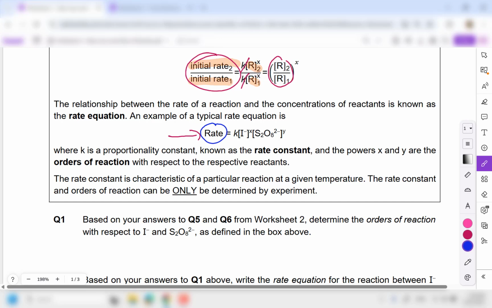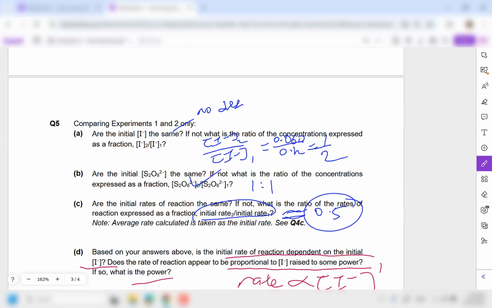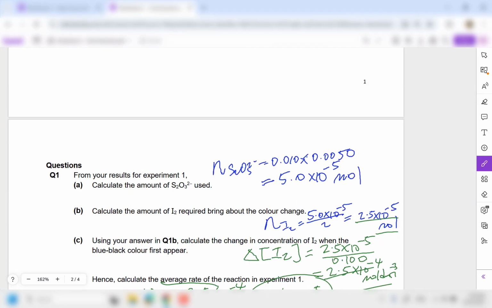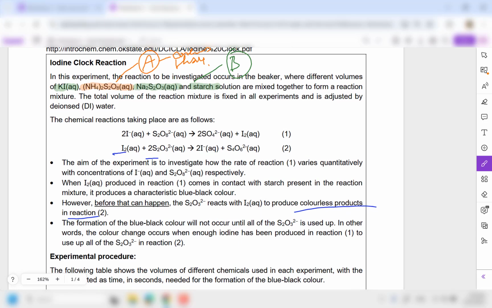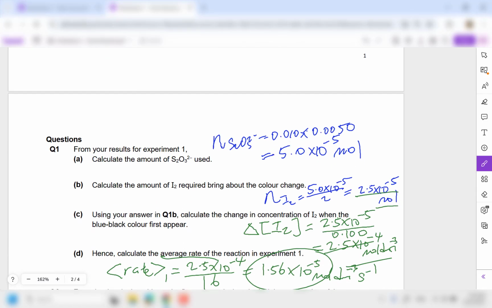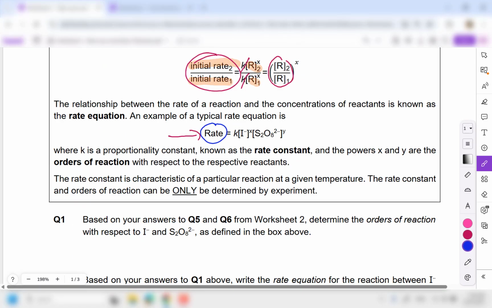In the case of the reaction earlier on in Worksheet 2, we are looking at the reaction between iodides and peroxydisulfates. It's only between these two species. One is the oxidizing agent, which is peroxydisulfate. The other one is iodide, the reducing agent. When they collide together, if you vary the concentration of either one, it will affect the overall rate.